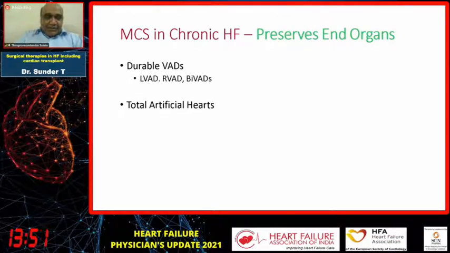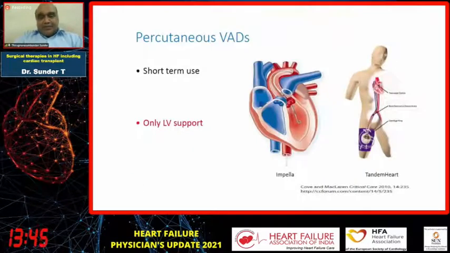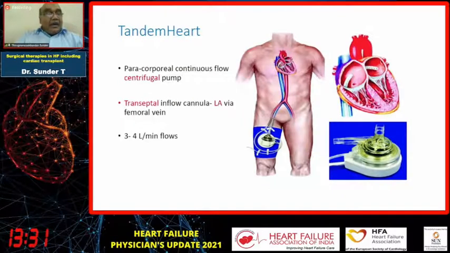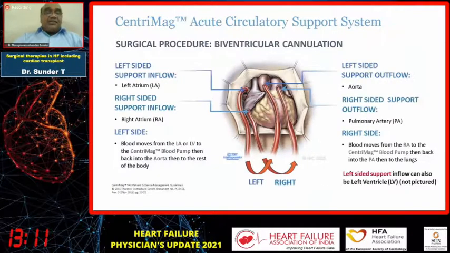So this is just a picture showing the various devices available. IABP we are familiar with, percutaneous ventricular assist device. The one on the left is Impella, which is inserted commonly by the cardiologist in the cath lab. It goes across the aortic root and provides flow of 2 to 5 liters. A TandemHeart requires a septal puncture. So you enter the vein, go through the IVC, right atrium, puncture, and go into the left side. And you have a venous draining cannula from the femoral and the return cannula to the femoral artery. Centrimag is done surgically. You can either provide a left heart support or right heart support or biventricular support.